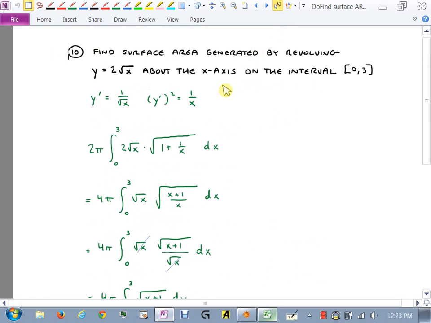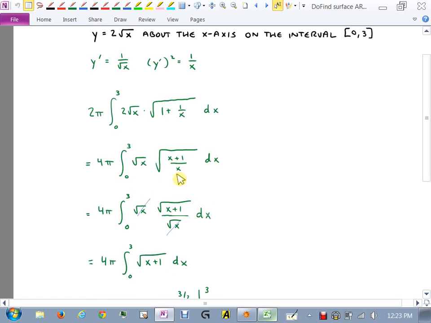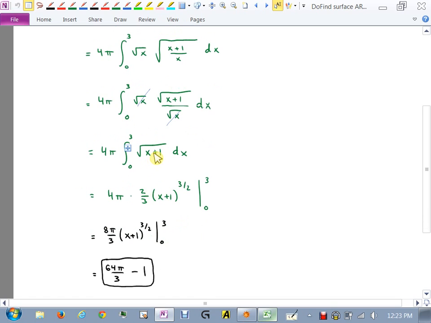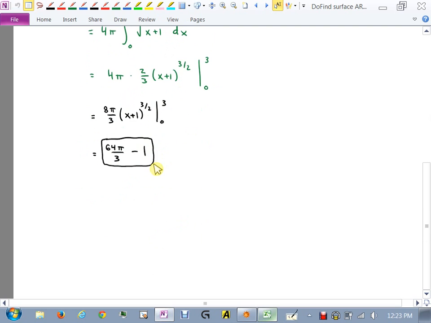All right, find the surface area, revolving this around the x-axis. Here's your derivative squared, 1 plus here, common denominator. Look, splitting it up into 2 roots again, this canceled. Here, this is a basic integral. U is everything under here. Square root of u is what you're taking the antiderivative of. Blah, blah, blah. There's your answer.